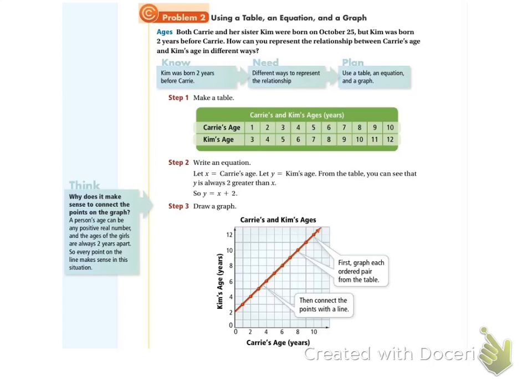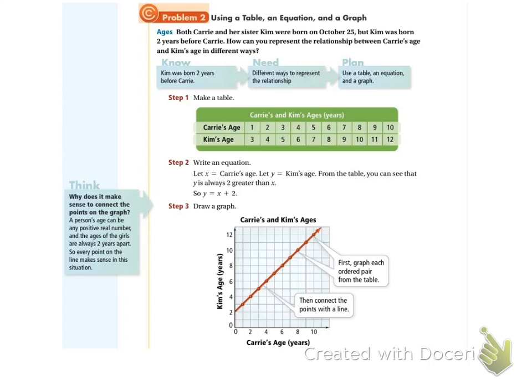Alrighty, both Carrie and her sister Kim were born on October 25, but Kim was born 2 years before Carrie. How can you represent the relationship between Carrie's age and Kim's age in different ways? So we can put it into a table. If Carrie was 1, then Kim was 2 years older than her, and Kim was 3. If Carrie was 2, then Kim was 4, and so on. And we can fill in a table. We can also write an equation for that. So if we give x as Carrie's age and y as Kim's age, we get the equation y, so Kim's age is equal to x, which is Carrie's age, plus 2. So we take Carrie's age, we add 2, and we get Kim's age.